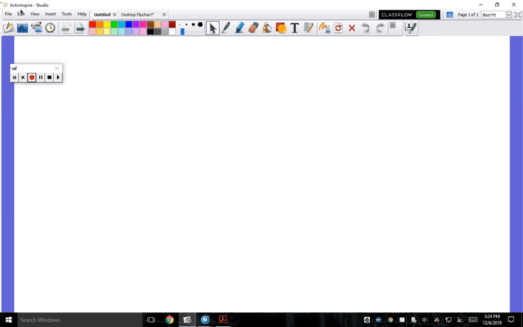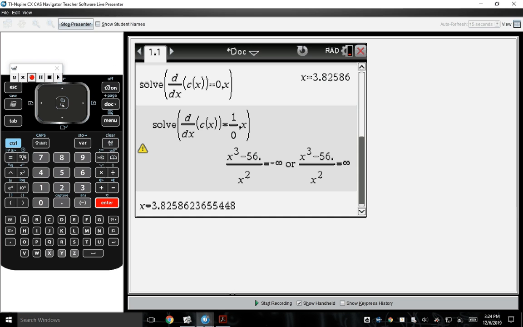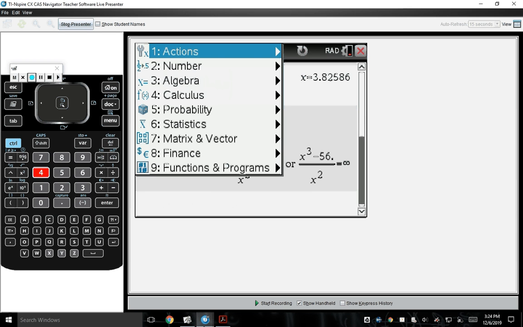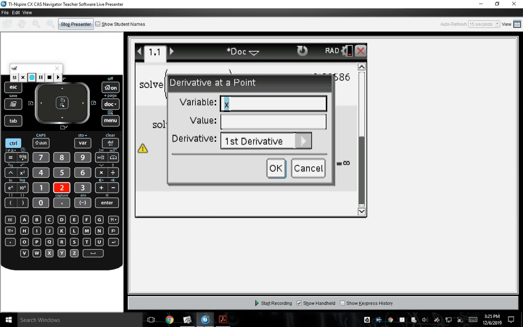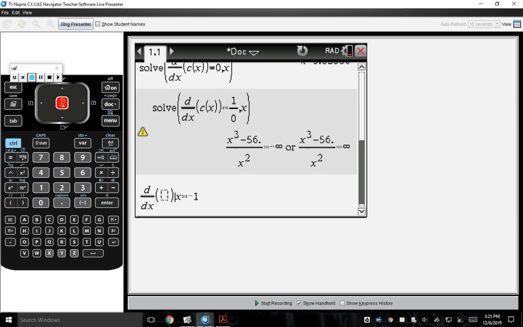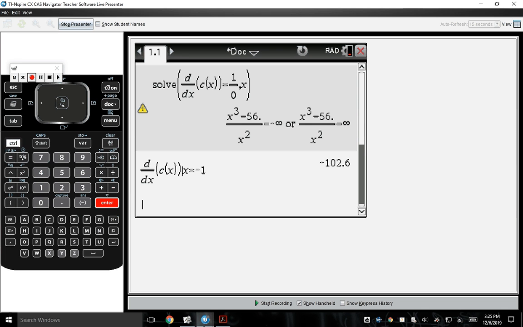Here we go. So we'll go to, let me clear that real quick. Menu 4.2, calculus derivative at a point. What's my variable? X, good memory. What value did we say we're going to test first? -1. We are doing the first derivative of the stored function that we have as c of x. Notice c is bolded because it's stored currently. Pressing enter, we get negative.